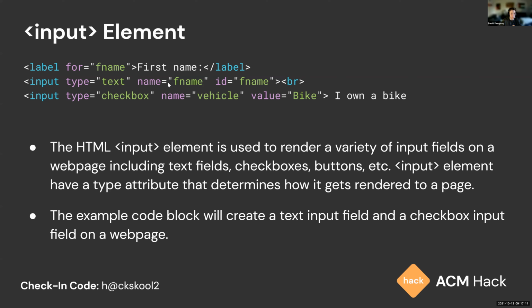And so this information, like name and value, are important just because when you're sending information to a backend or some sort of API, you want to indicate what kind of information you collected. So in this case, we're collecting information about a vehicle and we're indicating, okay, if this person checks the box, they own a bike. So it's just a way of organizing this information in a clean way. Yeah, so that's the basics of input.